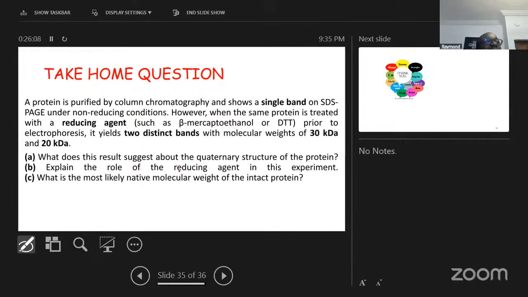So a protein is purified by column chromatography and shows a single band on SDS-PAGE under non-reducing condition. This is where I will explain what I was talking about when I talked about insulin. However, when the same protein is treated with a reducing agent, such as beta-mercaptoethanol or DTT, prior to electrophoresis, it yields two distinct bands with molecular weights of 30 kilodalton and 20 kilodalton.